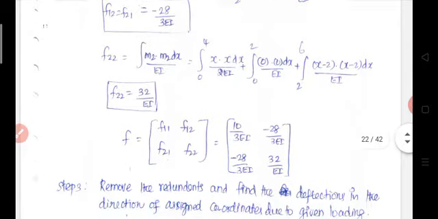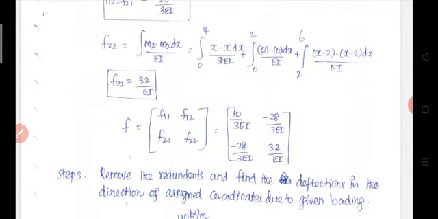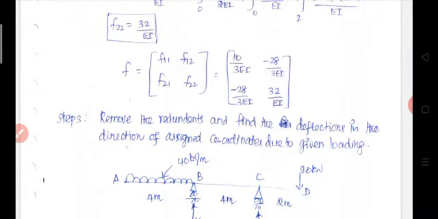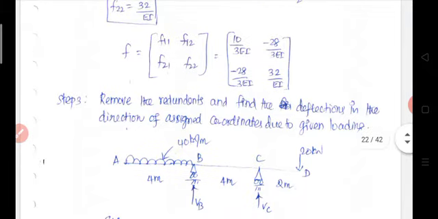Then f22 is equal to the integration of m2 into m2 dx divided by EA. So, again substitute the m2 values for all the portions. Then finally, f22 is equal to 32 by EA. The flexibility matrix, f11, f12, f21, f22, is equal to 10 by 3EI, minus 28 by 3A, minus 28 by 3A, 32 by EA.